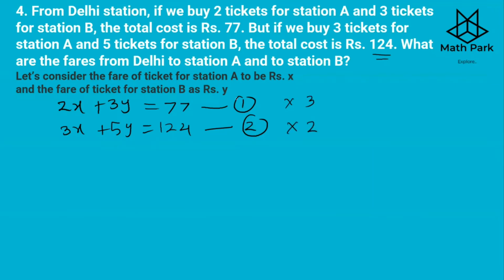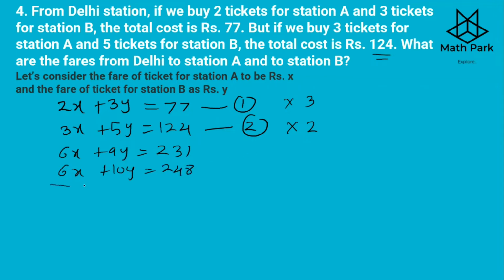So 3 into 2 we get 6x, 3 into 3 we get 9y, and 77 into 3 we get 231. Okay, 7 3s are 21 and 2 carry, 7 3s are 21 plus 2, 23, 231. Equation 2 multiplied by 2: 2 times 3 is 6x plus 2 times 5 is 10y is equal to 124 into 2, we get 248.